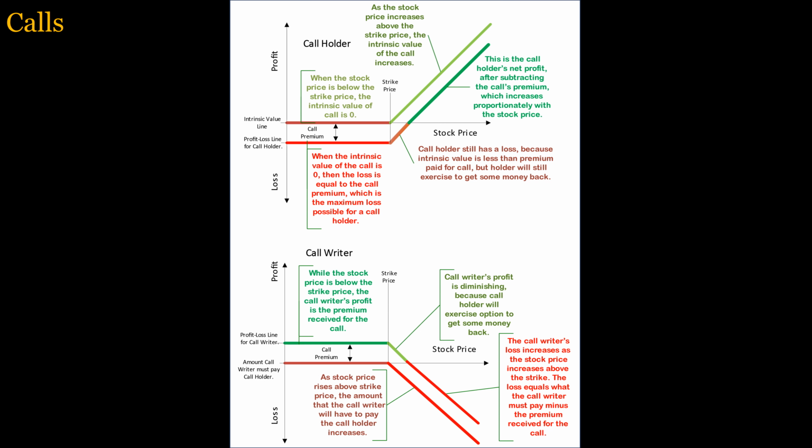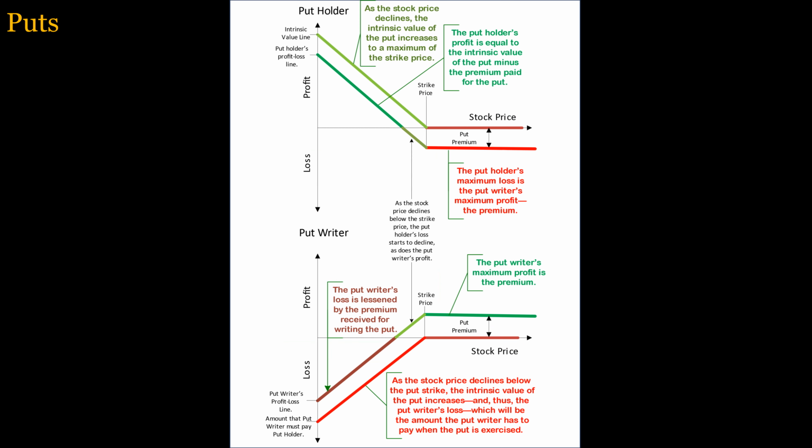You can freeze the screen if you want to study this graph in detail, but the main idea is that if you expect the price of the underlying to go up, then you buy a call. If you expect the price to decline, then you write a call. This graph shows the potential profit and loss for holding or writing a put. If you expect the price of the underlying to decline below the strike price, then you buy a put. If you expect the price not to drop below the strike price, then you write or sell a put.